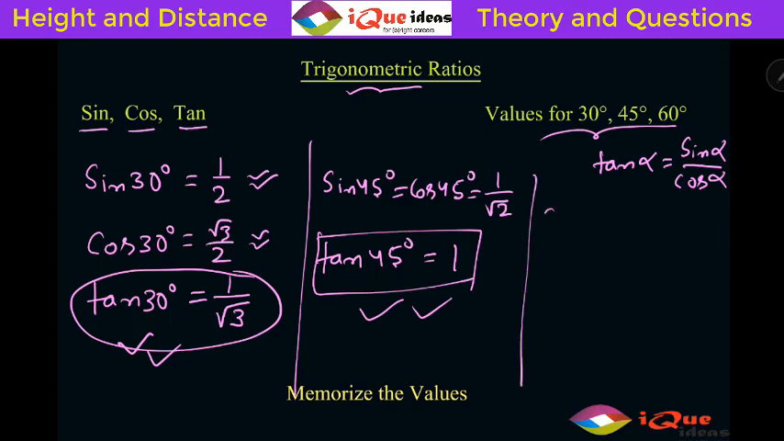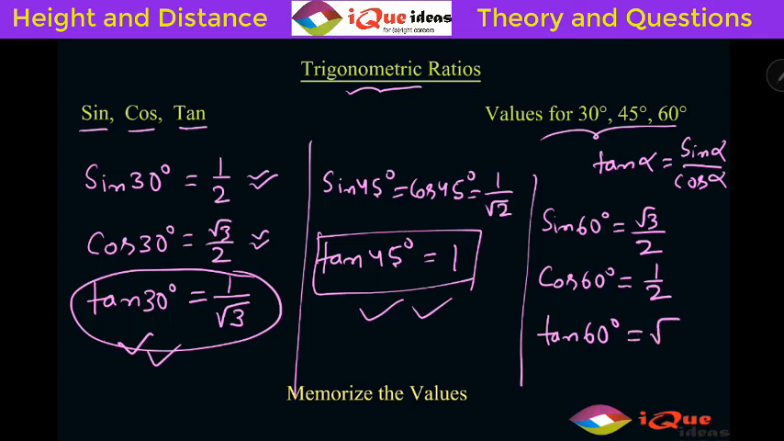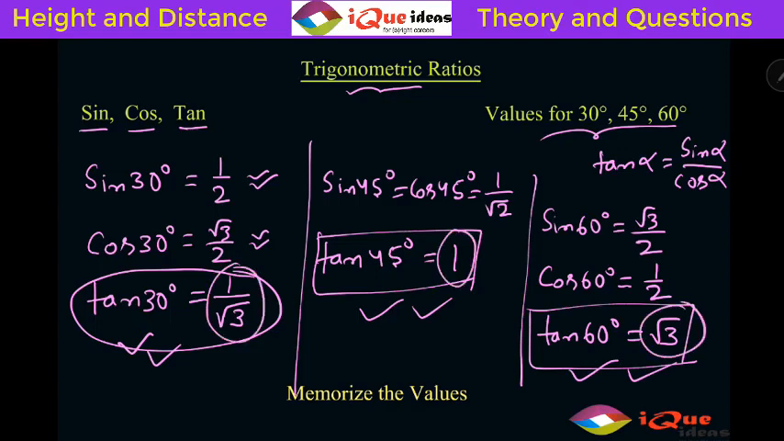And for 60 degree, sine 60 degree is equal to root 3 by 2. Cos 60 degree is equal to 1 by 2. And tan 60 degree, you can divide sine 60 by cos 60. So root 3 by 2 by 1 by 2. 2 and 2 will get cancelled and we will have just root 3. Right? So focus on the values of tan. Tan 30 degree 1 by root 3. Tan 45 degree 1. And tan 60 degree root 3. Okay. So these are the most important values which will be directly used in the questions of height and distances.